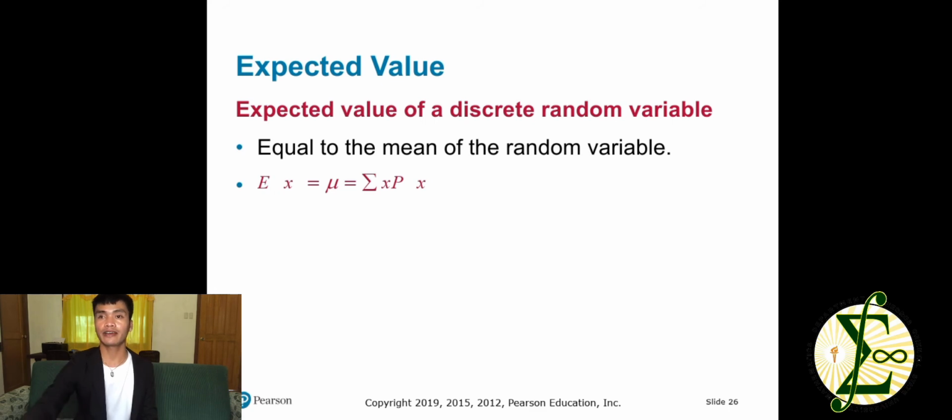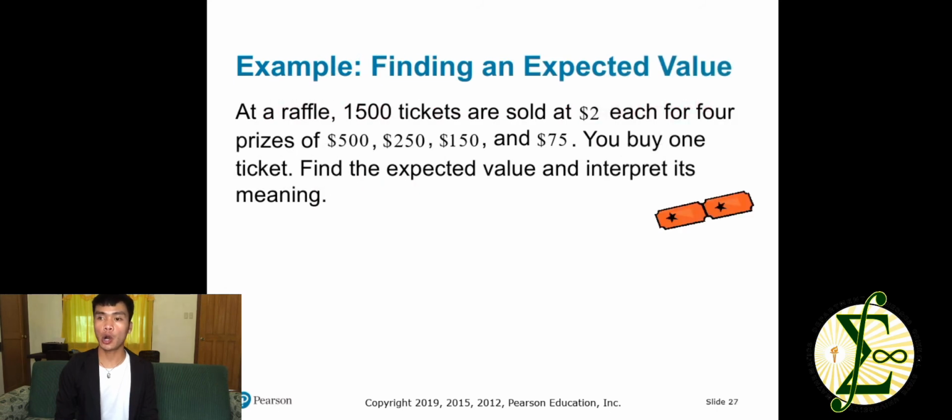So, example in finding the expected value of a discrete random variable. Situation: at your raffle, 1,500 tickets are sold at $2 each for four prizes of $500, $250, $150, and $75. You buy one ticket, find the expected value, and interpret its meaning. So we have now the solution.